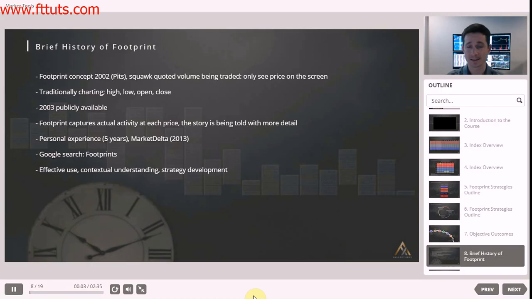Over the next couple of slides, I'm going to briefly introduce the footprint tool. We'll also look at the Blackboard learning feature, where I show you how the tool effectively works, as well as introduce a live market example so you can see the footprint tool in action. Now let's take a look at the brief history of the footprint tool.